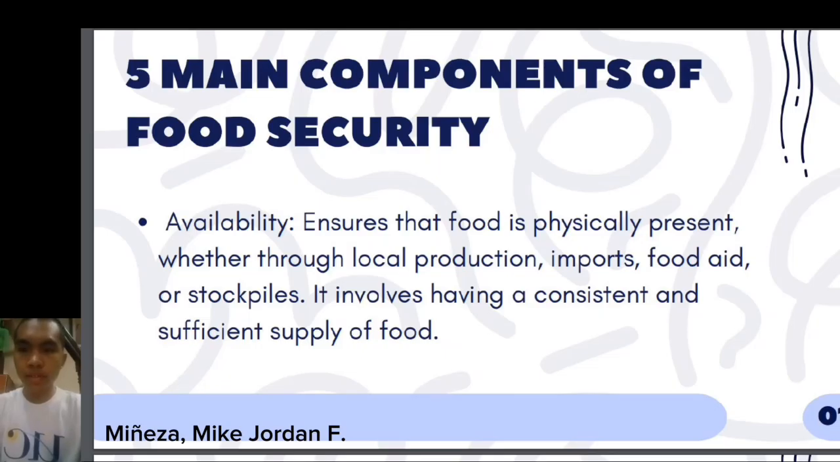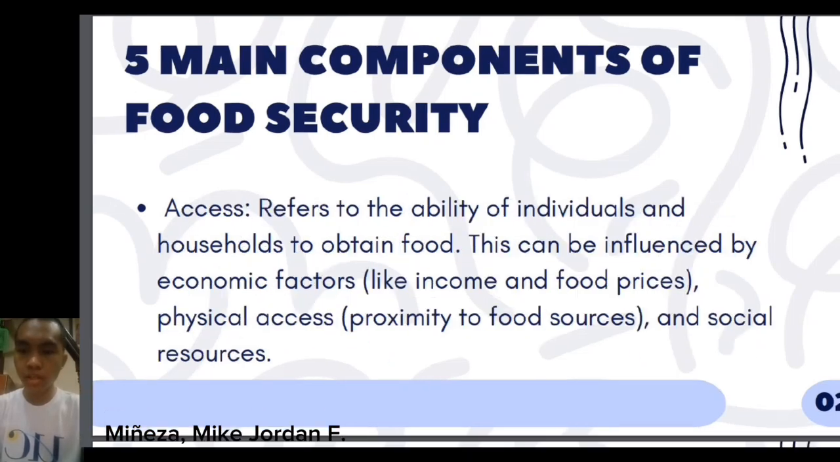My topic is all about global food security. I will explain five main components of food security. First is availability. To achieve food security, it is essential that there is a stable supply of food available. This includes sufficient production, effective storage, and a reliable supply chain to ensure food can reach all regions consistently.